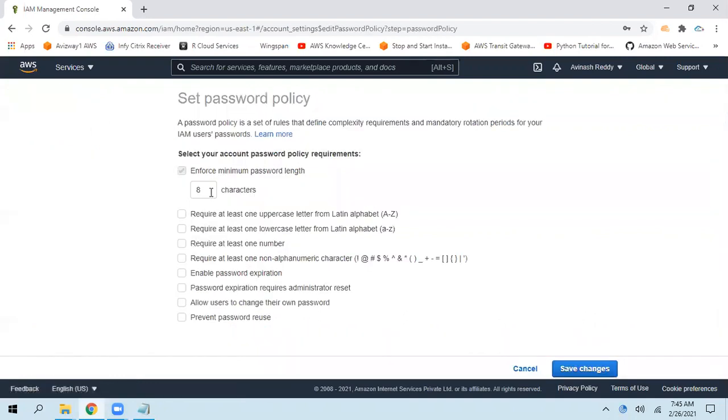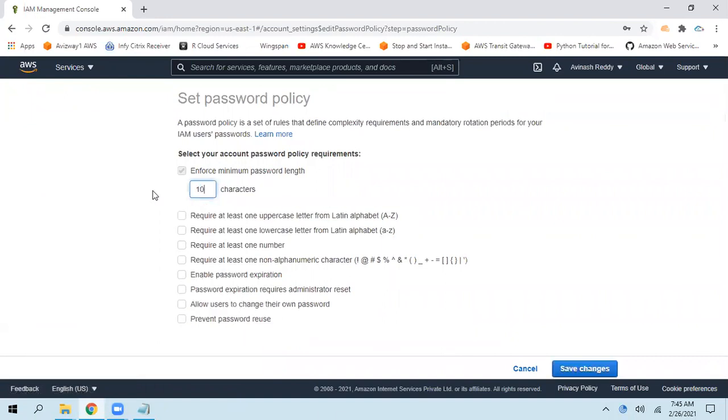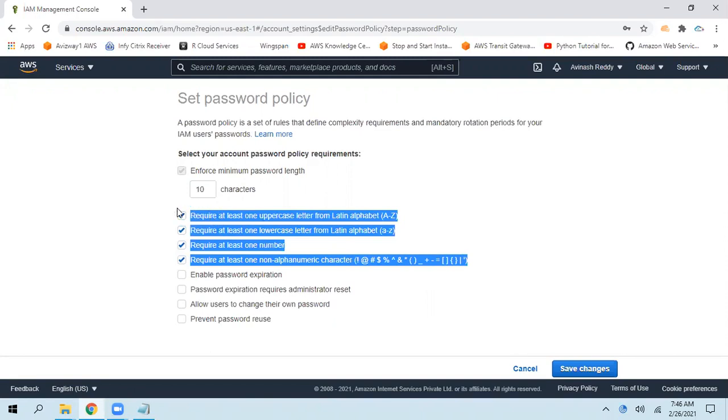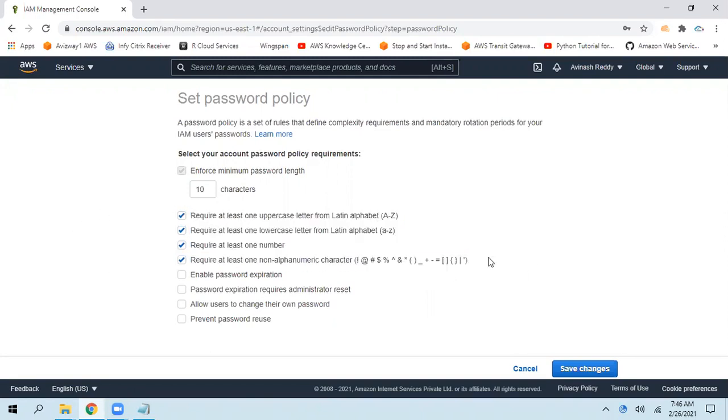All the passwords should contain a minimum of 10 characters. Yes, we can define that here. I'm defining the minimum password length as 10 characters, and requiring at least one uppercase letter, one lowercase letter, at least one number, and at least one non-alphanumeric character. Now it must contain all 4 things: uppercase, lowercase, one number, and one special symbol, and its minimum length is 10 characters.